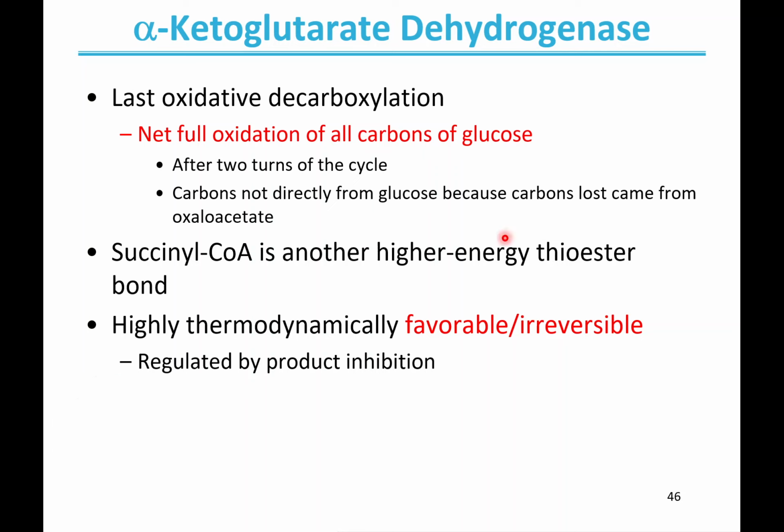Succinyl-CoA is another high energy thioester. It's bound to coenzyme A, and so that generates another high energy intermediate. This again is a very favorable step, which is irreversible, and it's regulated by product inhibition. So the buildup of succinyl-CoA, the product, will inhibit this reaction.